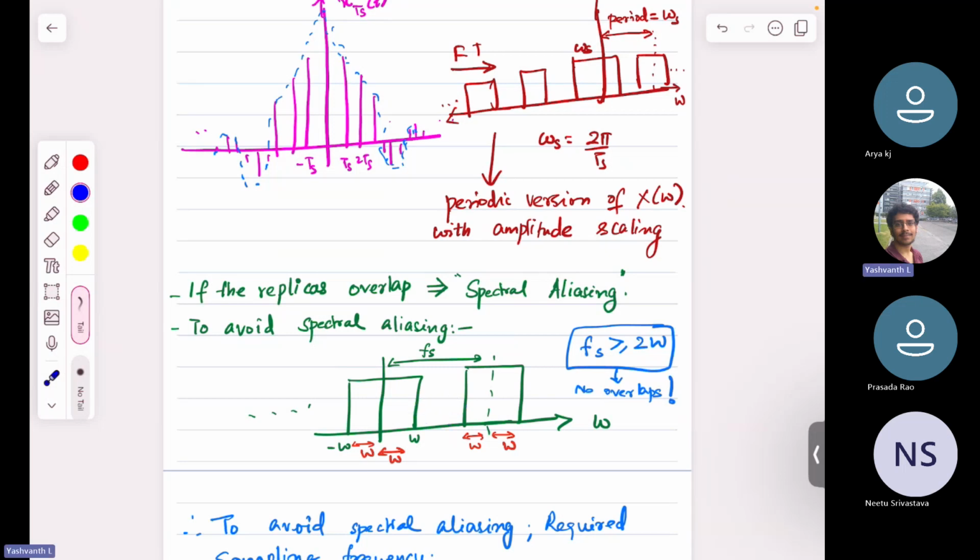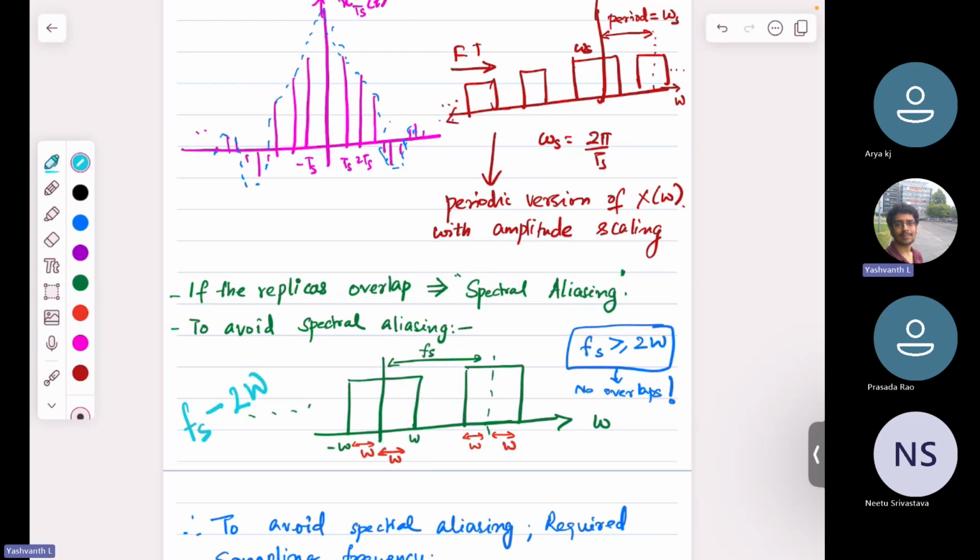What does that mean? I told you the period of this signal is equal to Fs, that is, the sampling frequency. Let me write it down. So Fs minus, what is this gap? This is nothing but W, where W is the maximum frequency of your X of omega. Now this is also W. Then what is this width? Fs minus 2W. Correct? Fs minus 2W.